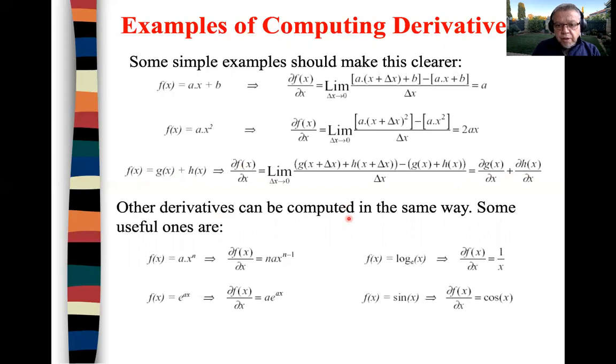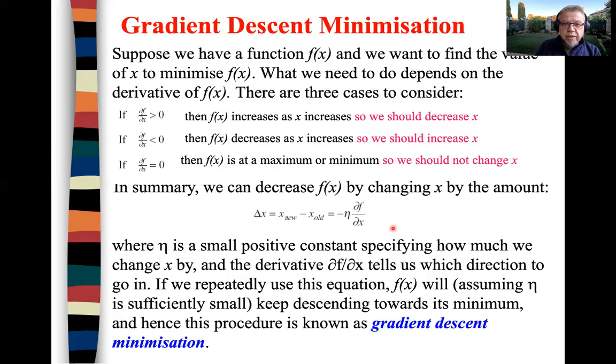Other useful derivatives: the derivative of ax to the n is nax to the n minus 1. The derivative of the exponential is a times the exponential itself. The derivative of the log is 1 over x, and the derivative of the sine is the cosine. Just a reminder. So what is gradient descent minimization?